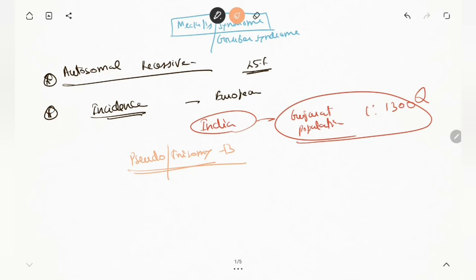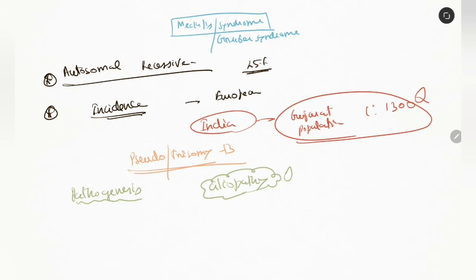Moving on to pathogenesis, the pathogenesis underlying Meckel's syndrome is ciliopathy. It is a ciliopathic disorder. Some familiar ciliopathic disorders which you might have come across are polycystic kidney disease and Bardet-Biedl syndrome, etc. About 13 genes are affected, named MKS 1, 2, and 3. MKS refers to Meckel's syndrome.